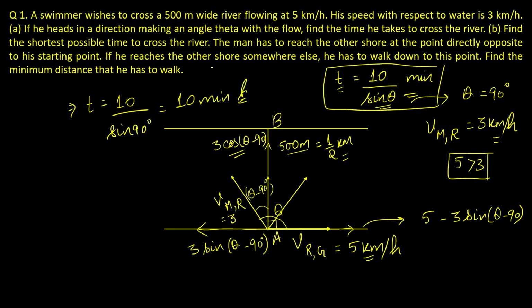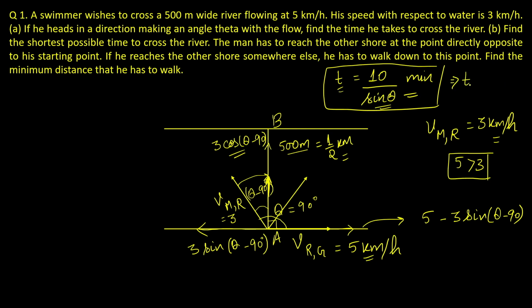That is the answer. So for the shortest possible time, you can also see from over here that this theta must be equal to 90 degrees. That is, this velocity of man with respect to river must be vertical, and then the speed of current and the velocity of man with respect to river are perpendicular to each other. That is, theta is equal to 90 degrees. So the minimum time, t minimum, is equal to 10 minutes.